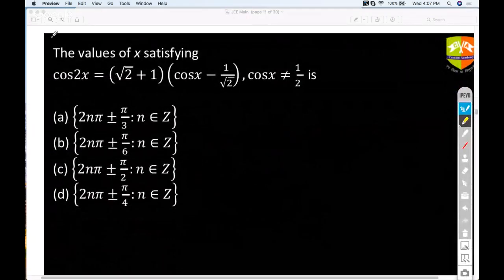Let's now take up some problems on trigonometry. Find the values of x satisfying this trigonometric equation.